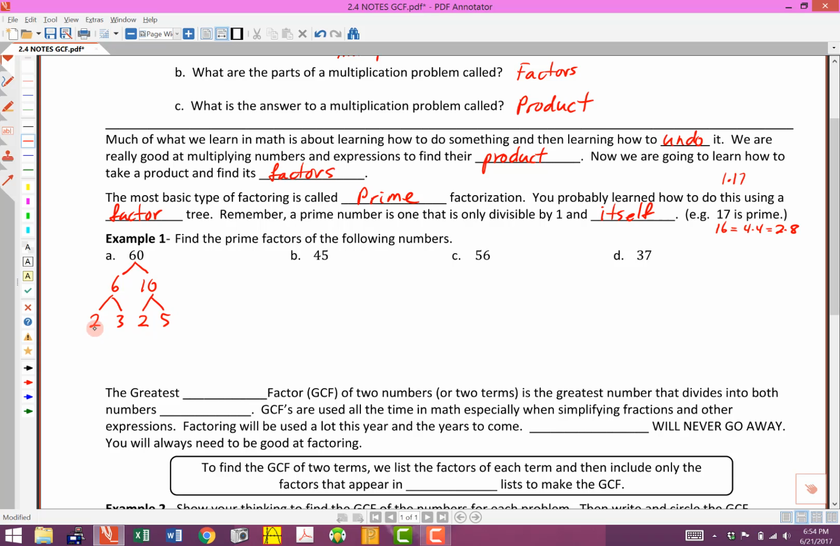Now 2, the only things that go into 2 are 1 and 2. The only things that go into 3 are 1 and 3. So those are both prime numbers. And 5 is also prime. So what we've done here is we've broken this down all the way.